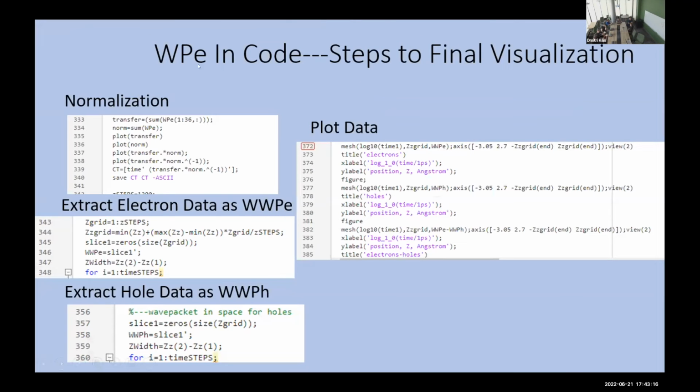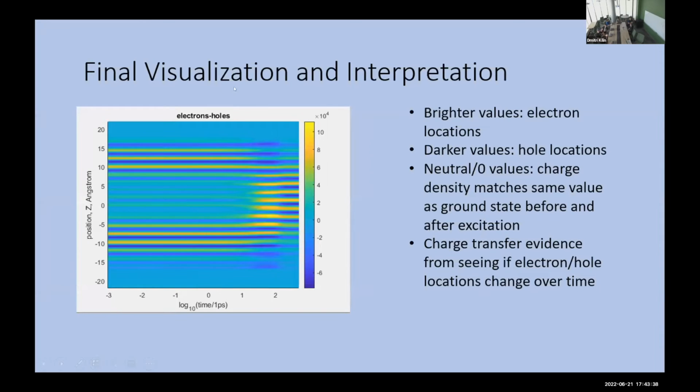After you have your WPE, for the final visualization of the graphs that MATLAB automatically generates if everything's working, it normalizes WPE, extracts some electron data, then extracts hole data, and then plots the data individually as electrons, holes, or both electrons and holes. Here is just the electron-hole graph. Again, it's similar to the raw WPE data from before. This shows position on one axis and time on the other. Some general interpretation of what's going on here.